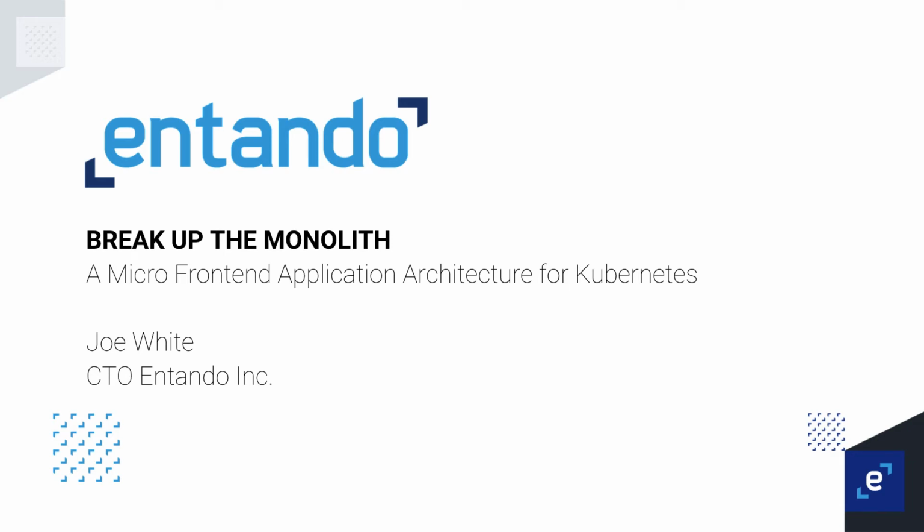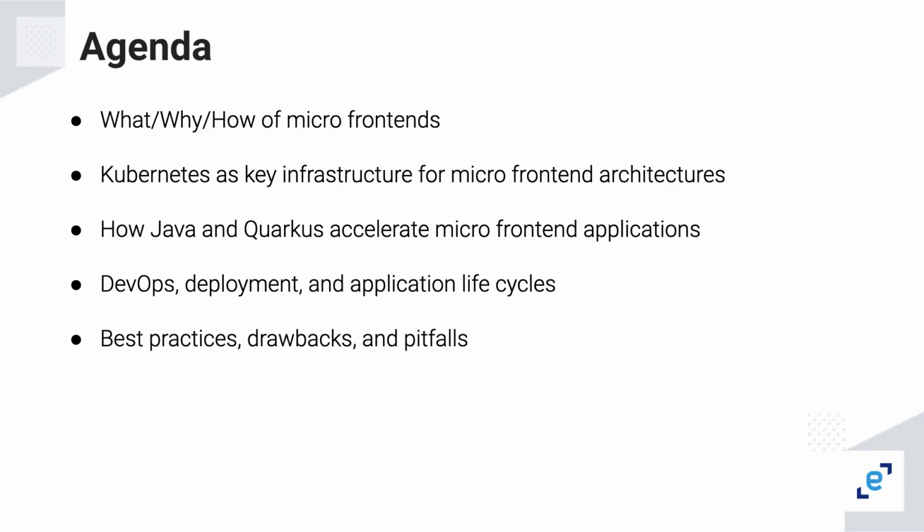I'm the CTO at Entondo, and thank you for coming to our presentation today on breaking up the Monolith, a micro-frontend application architecture for Kubernetes. The presentation today will be focused on how Java and Kubernetes are key enablers for creating a modular architecture using micro-frontends. We'll start with a quick introduction to micro-frontends as a technology and the value proposition of a micro-frontend architecture.